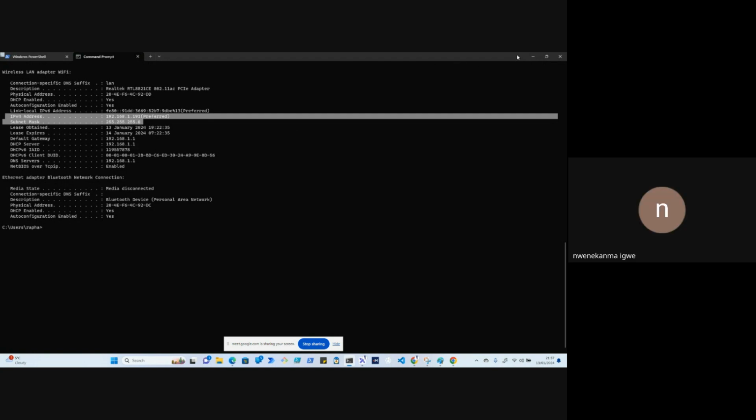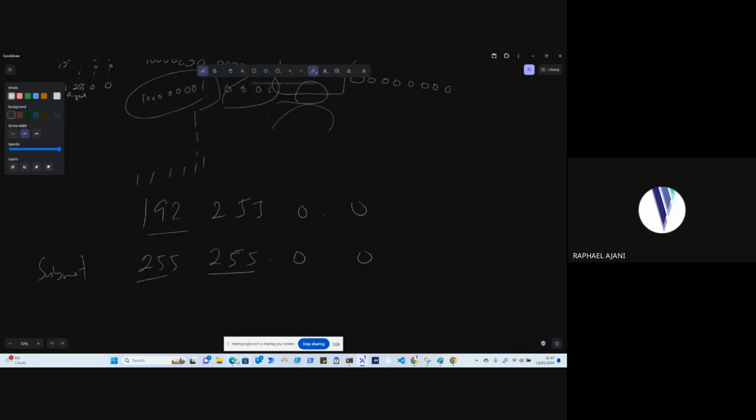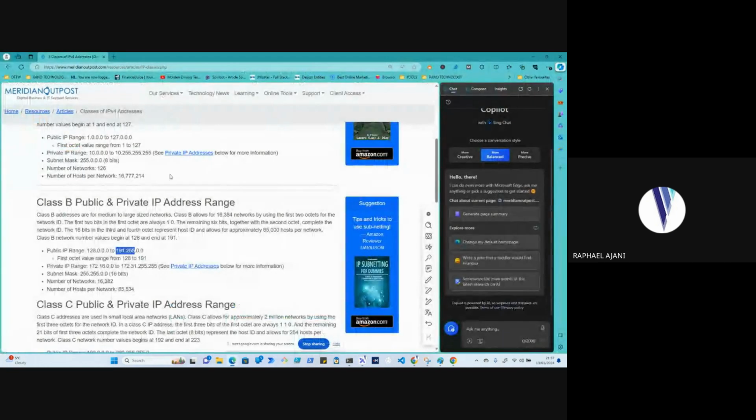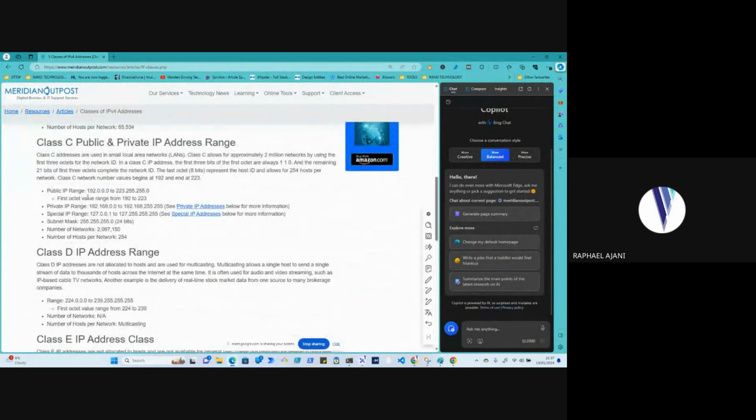And this yours looks like class B because I can see 192 dots. It's class C, because it had 168. Okay. Yes. Let's go back and verify. It's a class C. Class C starts from 192. Okay, it's class C.